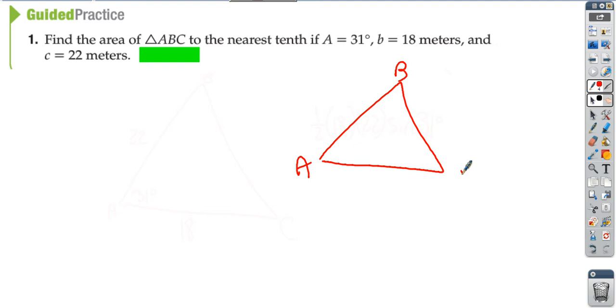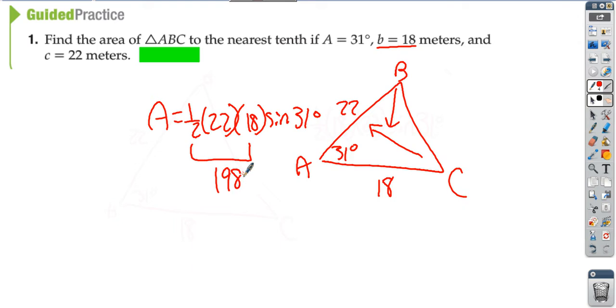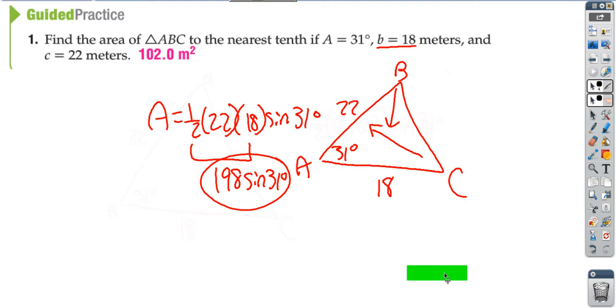It looks like this. They tell us angle A is 31, side B is 18, so that side is opposite to angle B. And side C right here is 22. So that means the area is going to be 1/2 times the two sides multiplied, so 22 times 18 times the sine of 31. Half of 22 is 11, and 11 times 18 is 198. So 198 times the sine of 31 degrees, and that turns out to be equal to 102 square meters.